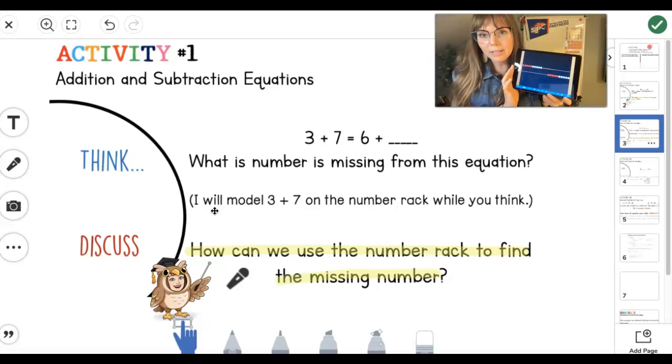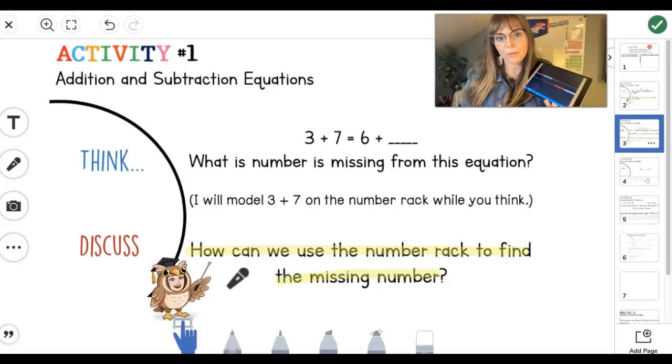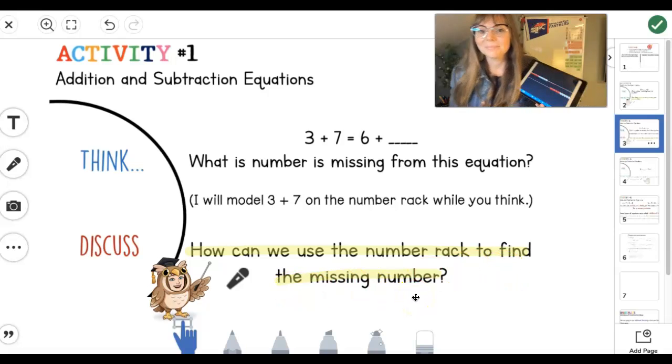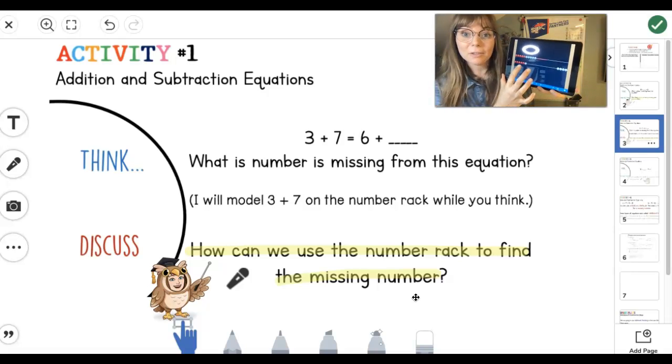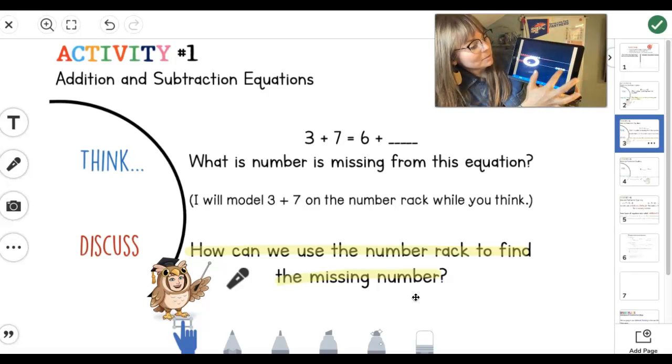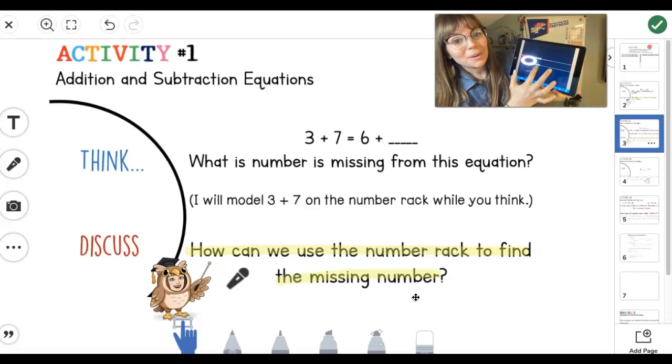How can you use this information and the equation 3 plus 7 to balance the other side of the equation, equal 6 plus what? How can you use the number rack to find the missing number? Well, I know that 3 plus 7 equals 10. If I also find 6 plus what equals 10, my missing number is 4.